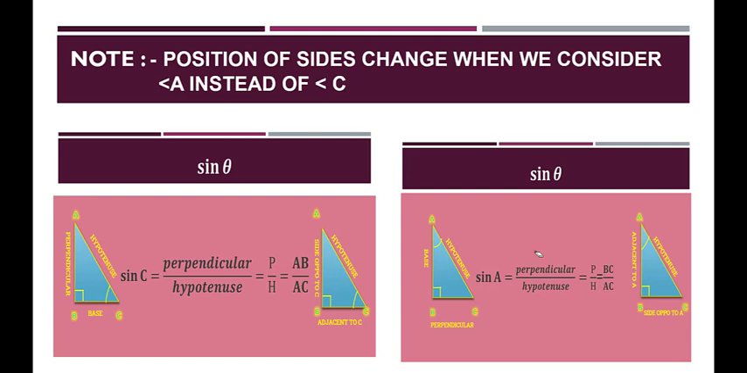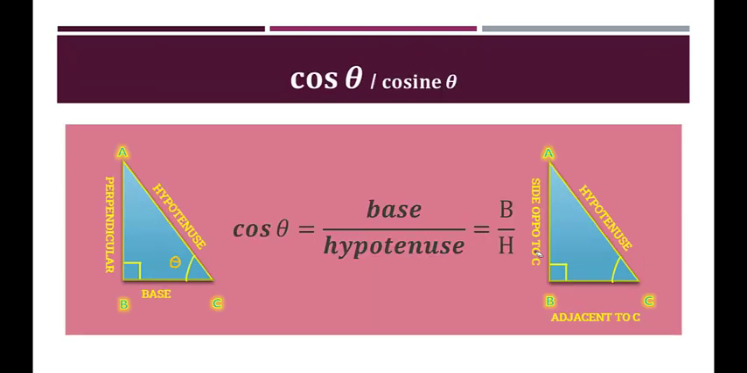Perpendicular is BC if the angle is changed to angle A. Now, cos theta or cosine theta. So let us consider triangle ABC. In that triangle, let us suppose angle C as angle theta. Theta is nothing but just like variables like x, y, z. In the same way, theta is also just a variable for angles. It can be anything. It can be 0, it can be 30, it can be 60, it can be angle x, angle y, angle C.